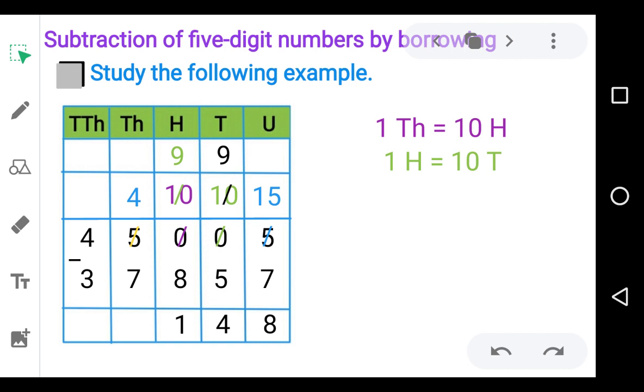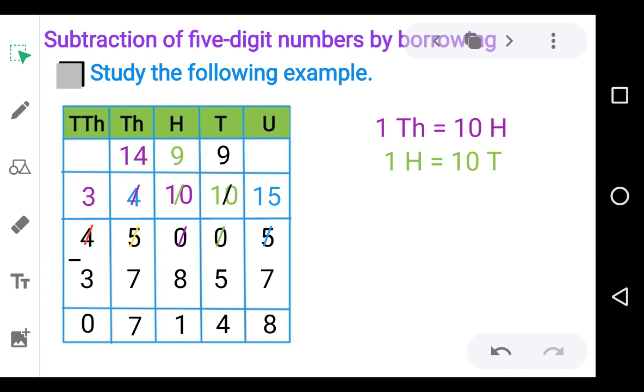Now see, at the 1000 place, here we have to subtract 7 from 4. But we cannot subtract 7 from 4. So borrow 1 from the 10,000 place. And at the 10,000 place, there is 4. So 4 will be 3. And at the 1000 place, this 4 will be 14. 14 minus 7, 7. Now at the 10,000 place, 3 minus 3, 0. So here we get the answer 7,148.